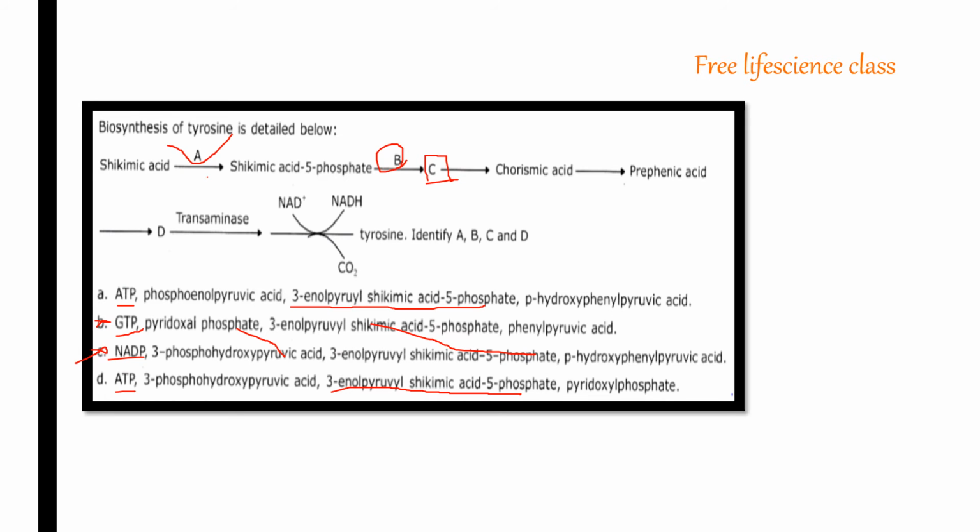Next you want to find B. The first one is phosphoenol pyruvic acid and the next one is 3-phosphohydroxypyruvic acid. So one is phosphoenol pyruvic acid and the other one is 3-phosphopyruvic acid. From this step you have to find which one is correct.